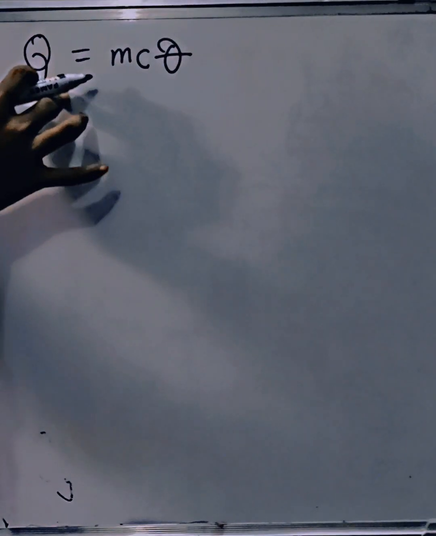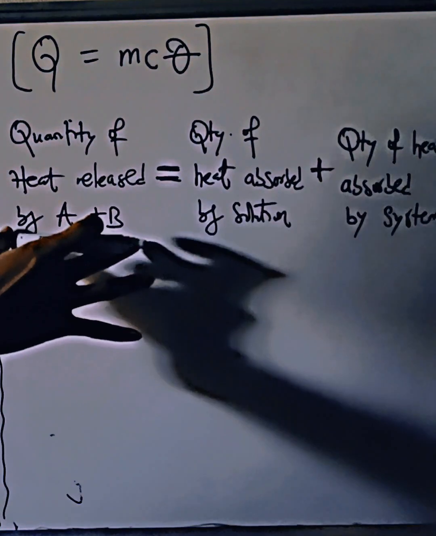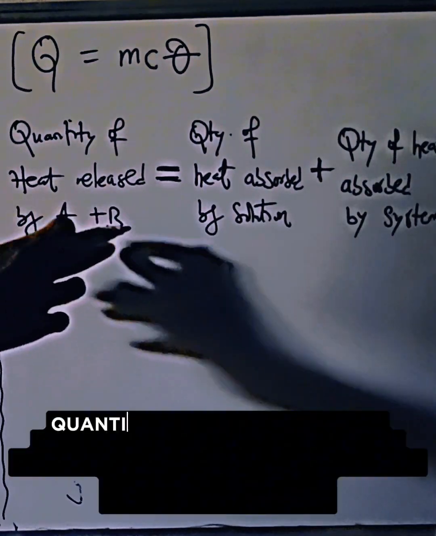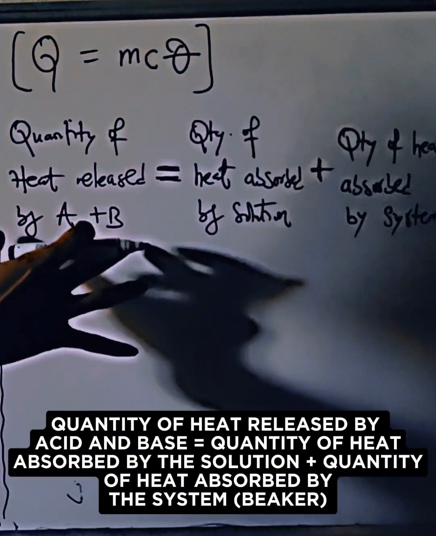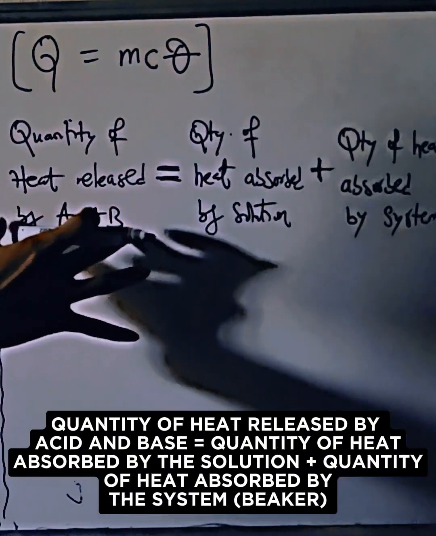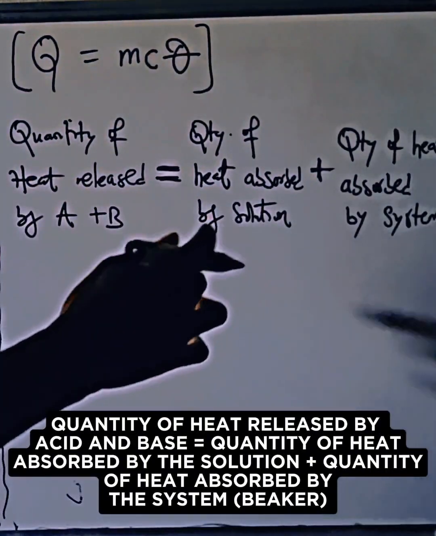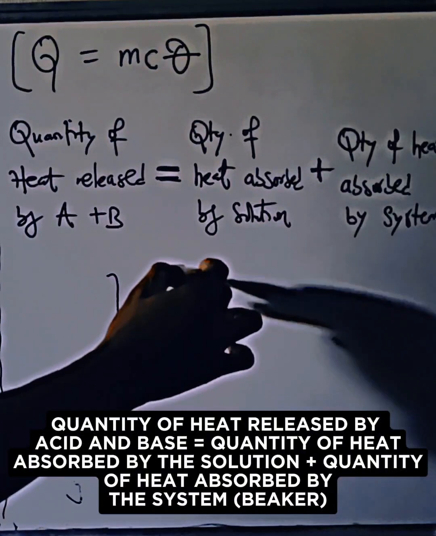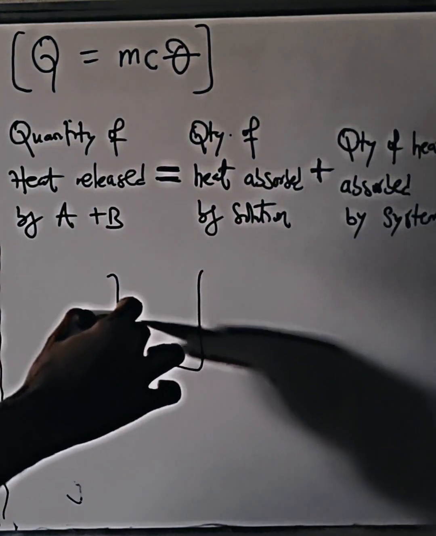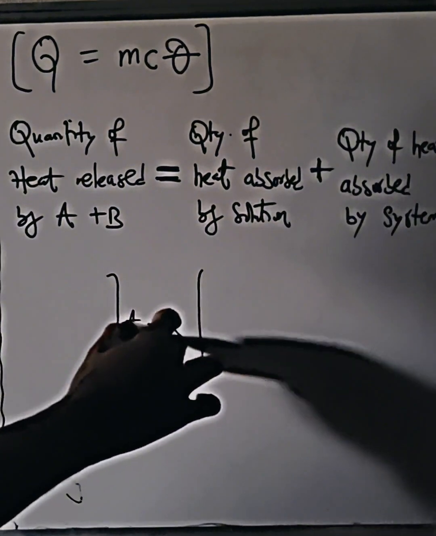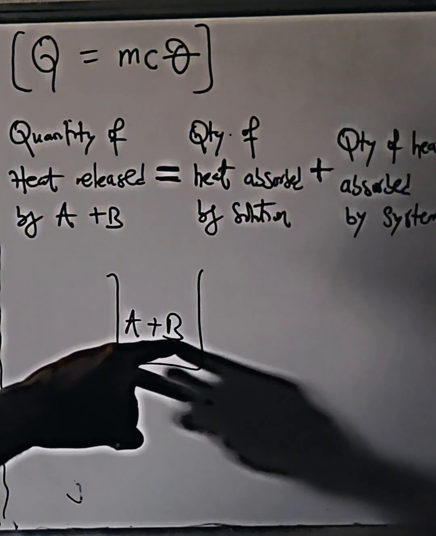So Q is the quantity of heat released by the acid and base. The quantity of heat released by the addition of the acid and base, which we are going to do, is essentially the heat of neutralization. The system in this case is going to be our beaker. So if we have our beaker like this, and then we'll have acid and base, we want to know what quantity of heat is going to be released when acid and base has been added.